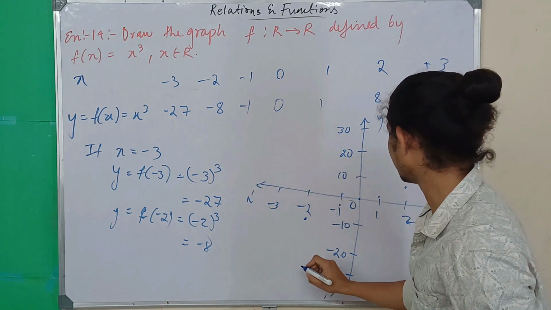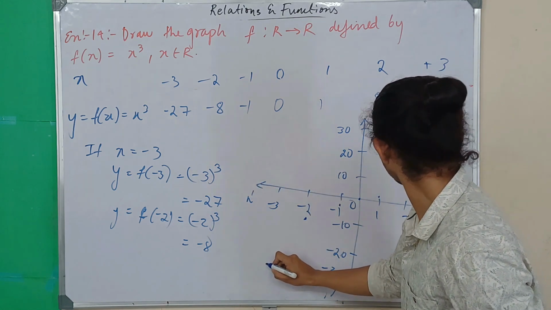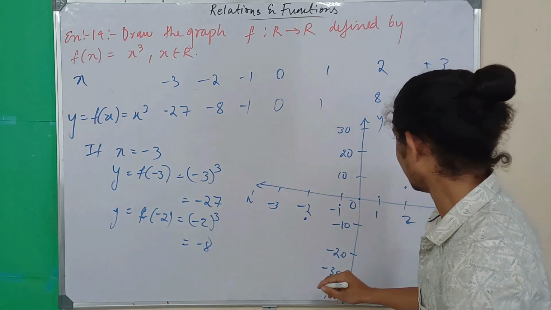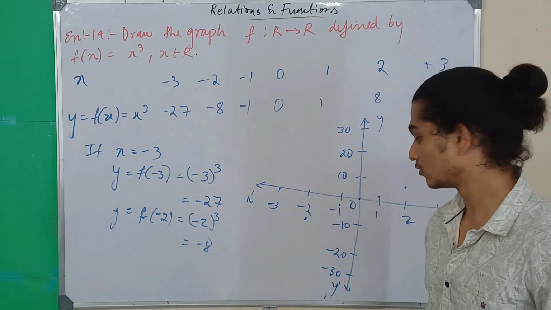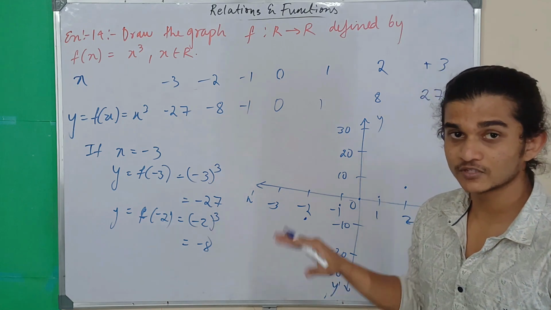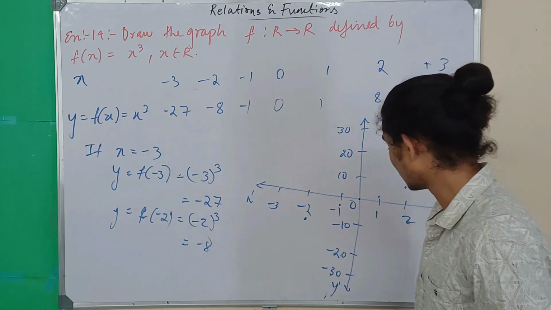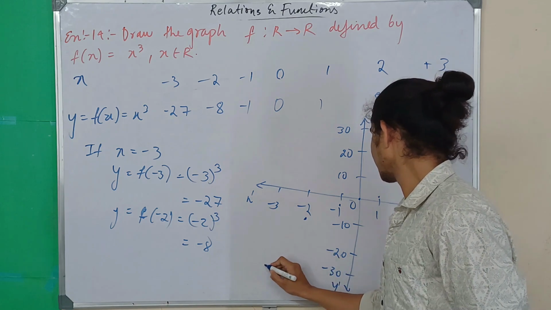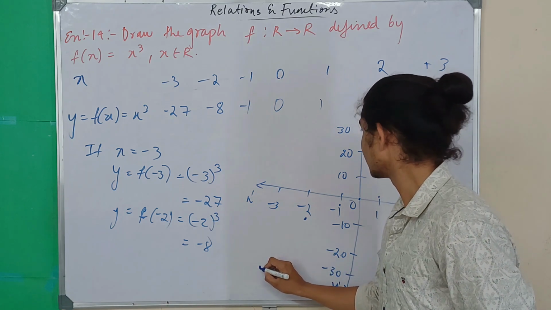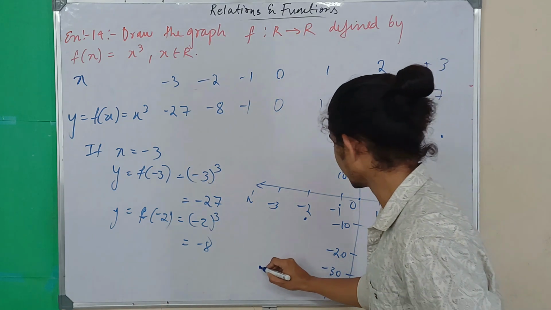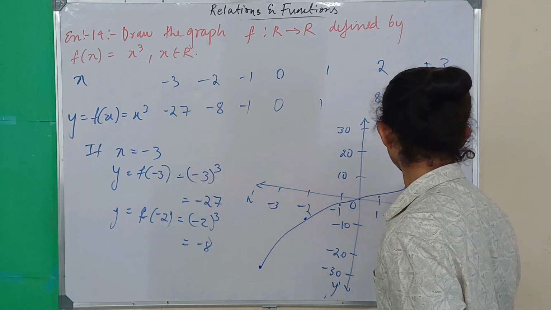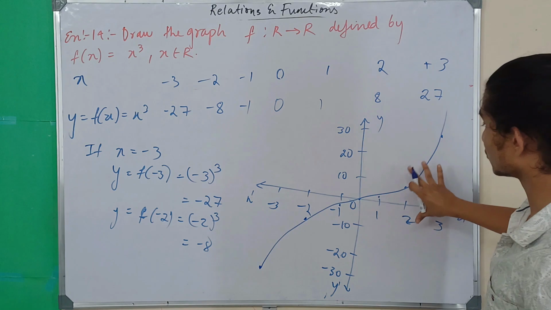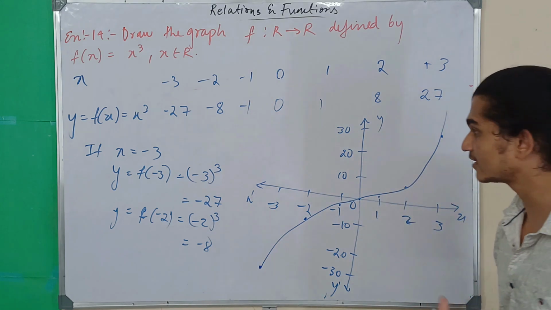Then -3 comma -27. Now you should use proper graphing, but since I do it on the board, it doesn't look very accurate. If you do it on a graph sheet, it looks beautiful. If you want to see how this looks, just refer to the NCERT textbook, page number 41. So -3 comma -27 is our last point. If you join all these points, it's going to look something like this. They just ask us to draw the graph, but we're going to find the domain and range anyway.